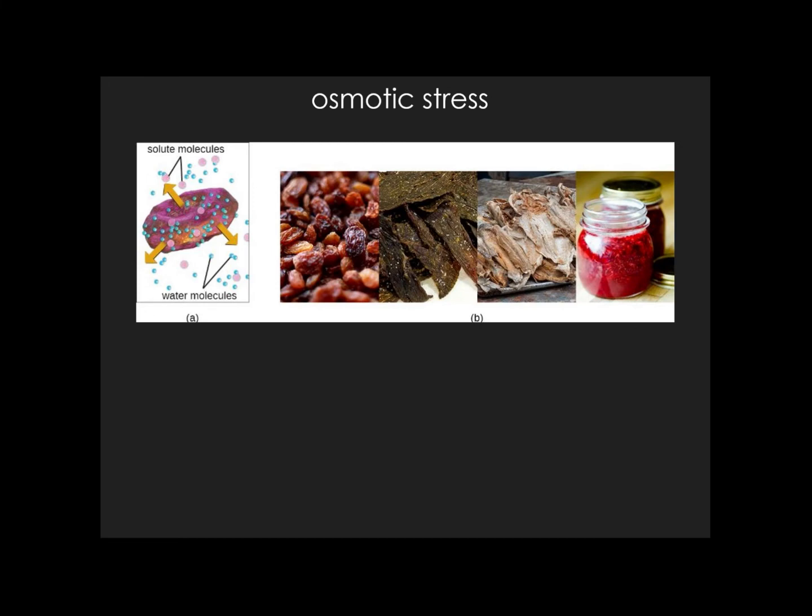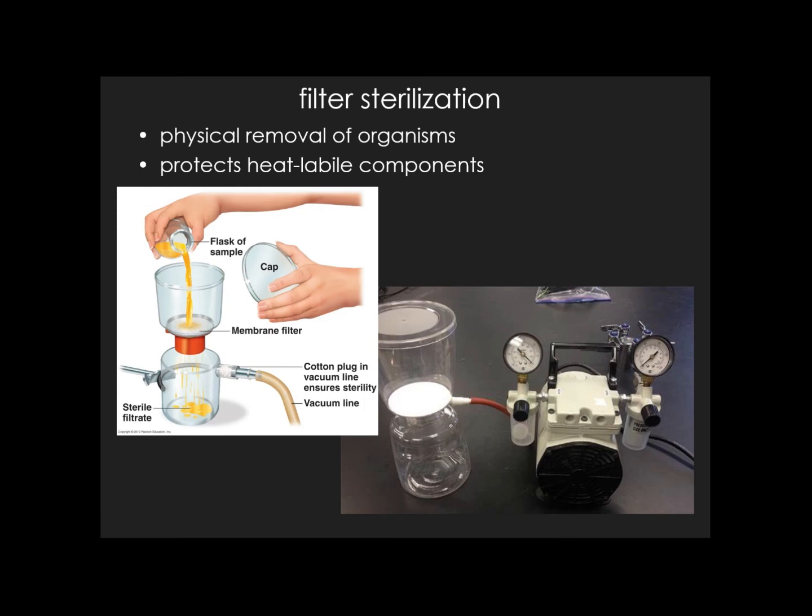So people for thousands of years have understood that if you dry out food or salt or sugar it heavily, that food will last and will not be spoiled by microorganisms. So salting and sugaring causing osmotic stress is another physical method of control. So we have heat, osmotic stress, actually the physical removal of microorganisms using something called a filter. So the filter can actually trap microorganisms and allow what flows through the filter to be sterile.